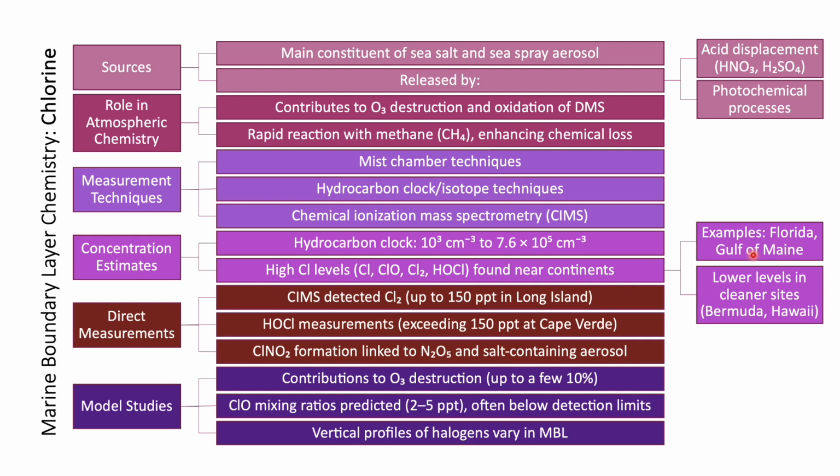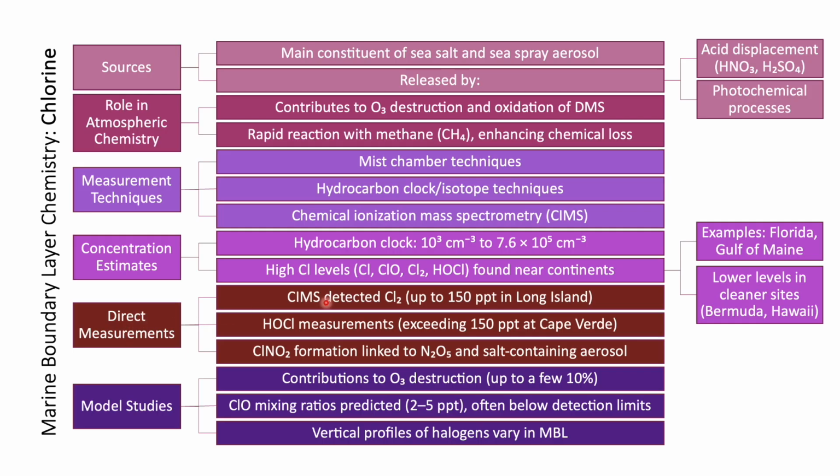Examples are Florida and the Gulf of Maine, and similarly this is in the US. Lower levels are found in the cleaner areas like Bermuda or Hawaii, but in the Arctic region the values are quite different. Direct measurements include CIMS, which can detect chlorine up to 150 ppt, and HOCl measurements and ClO2, which is linked to N2O5 formation and salt containing aerosols.